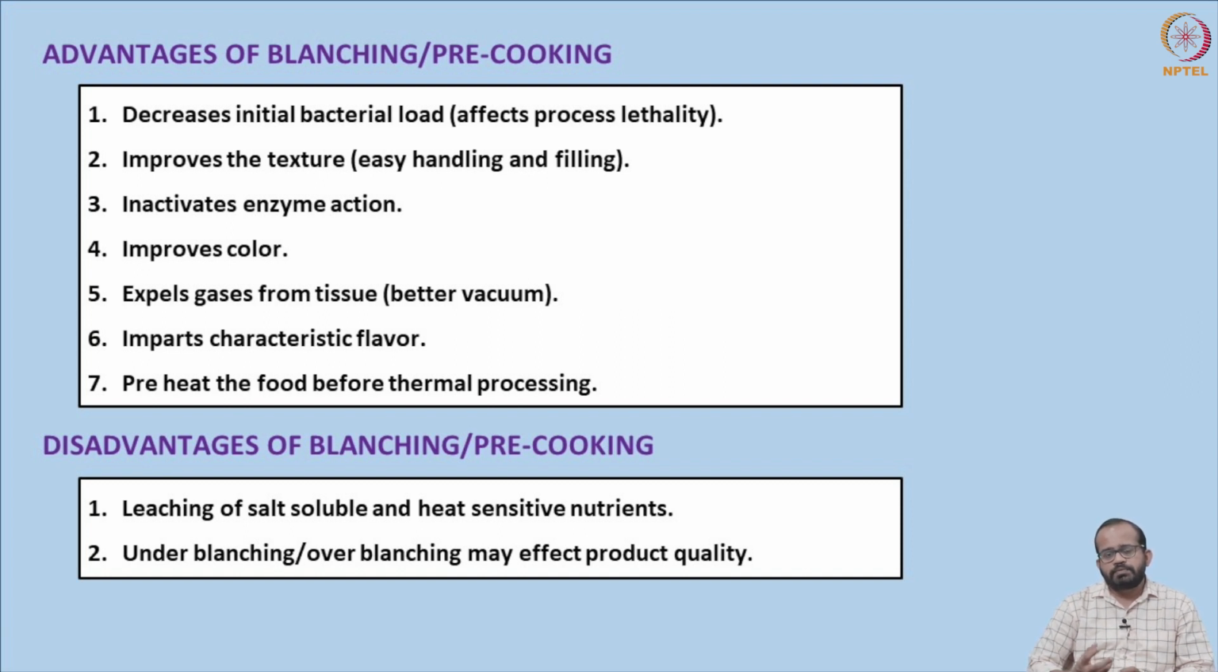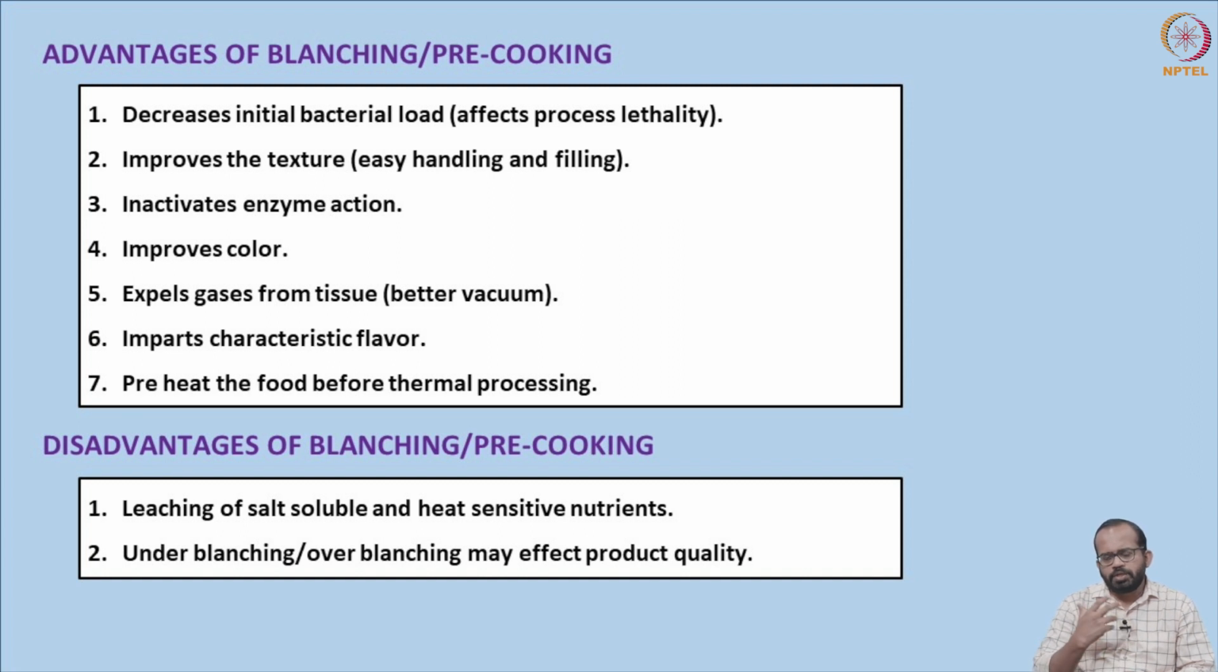It also expels gases from the tissue. So the pre-cooking or blanching processes basically expel gases from the tissue, which results in a better vacuum in the product. It also imparts a characteristic flavor, and it preheats the food before thermal processing, because it is basically a preheating process employed before thermal processing. So when the raw material reaches the thermal processing stage, it is already heated, which helps the thermal processing, because the product can easily reach the reference temperature at a faster rate compared to placing a cold product for thermal processing. So these are basically the advantages of blanching or pre-cooking.